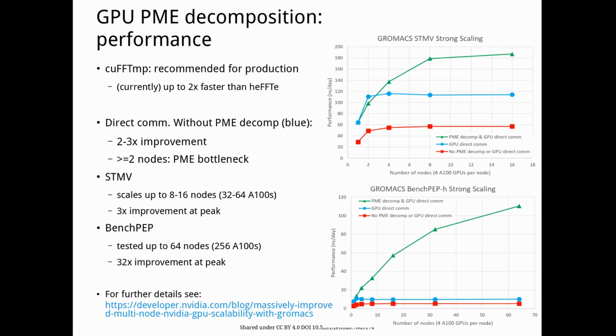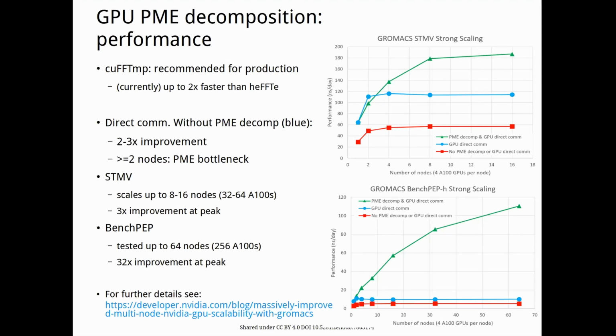Some of you might have seen these results already. I just want to give you a glance of how the new GROMACS 2023 performs on heterogeneous hardware. cuFFTMp is the recommended library for production on NVIDIA hardware because it's currently much more efficient than heFFTe. On these curves, the top is STMV and the bottom is the BenchPEP large 12 million atom system. As you can see, the red curves are without PME decomposition, so very limited in performance because we cannot get more performance from GPUs.